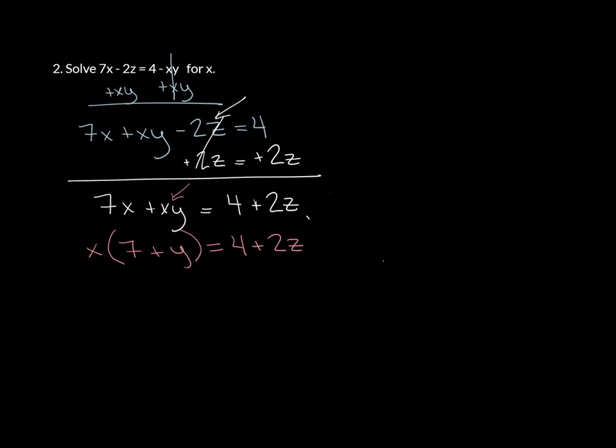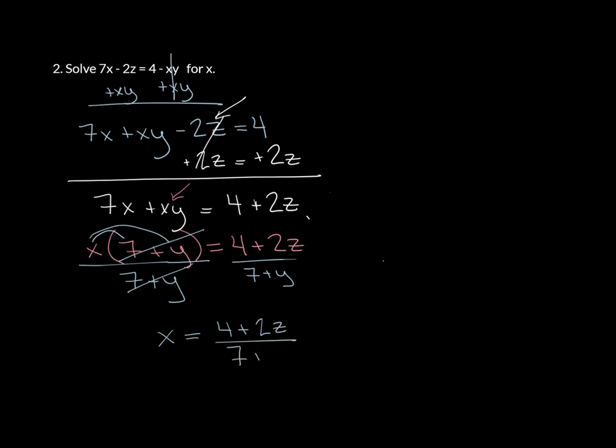Now, the reason that I need to factor out this x is because now we can see that this x is being multiplied by everything here. So what I have to do to isolate that x is divide everything. When you do, all of this will cancel out and you'll just be left with x equals 4 plus 2z over 7 plus y. And now we have isolated that x. If you need help with this, please see me and pause the video and write it down.